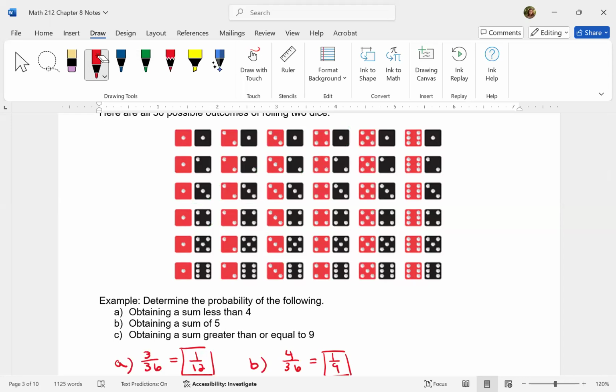And then C, obtaining a sum greater than or equal to 9. This time they can equal 9, but we're also interested in being greater than 9. If you look at where it's 9, from here down, all of these are 9 or bigger. Let's see how many there are: 1, 2, 3, 4, 5, 6, 7, 8, 9, 10 out of 36, which will reduce to 5/18.